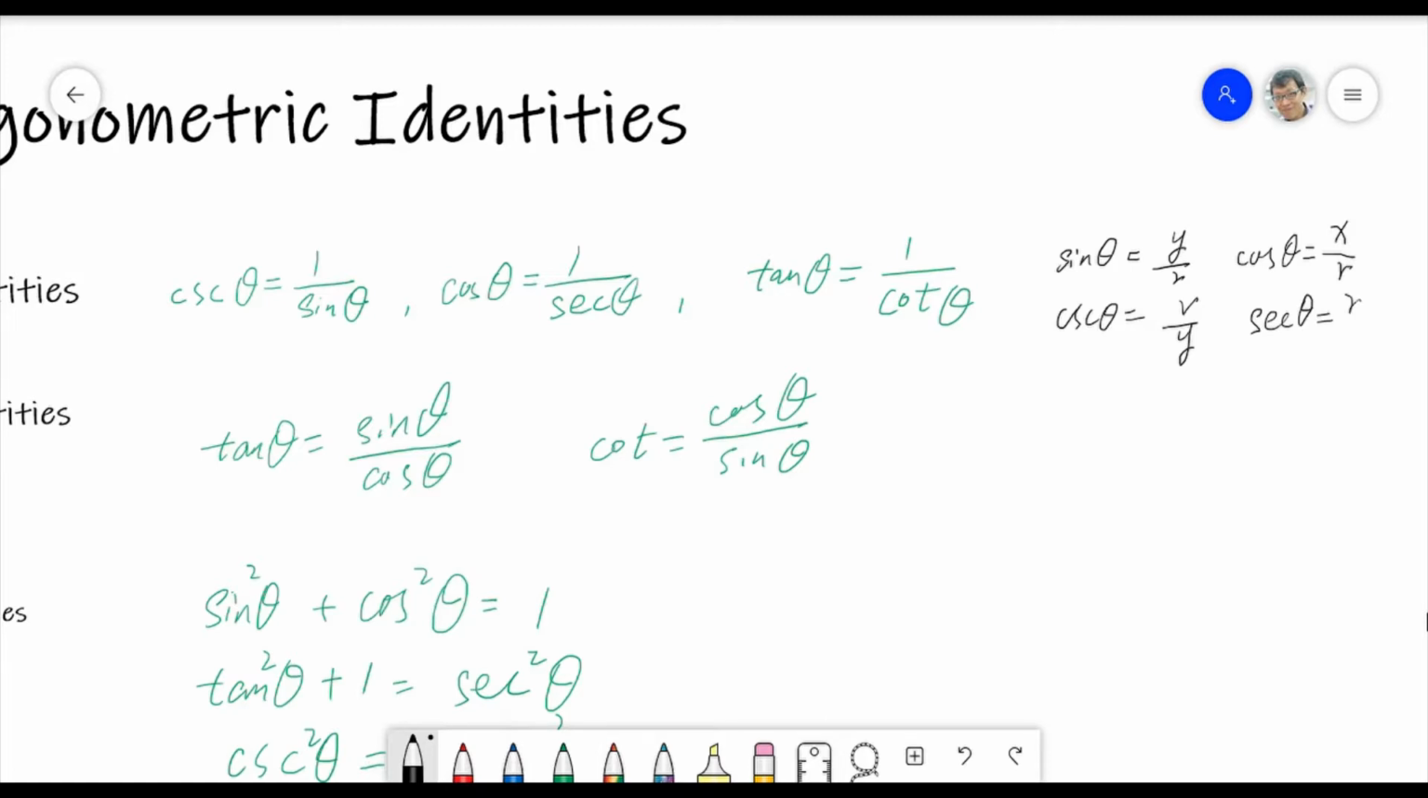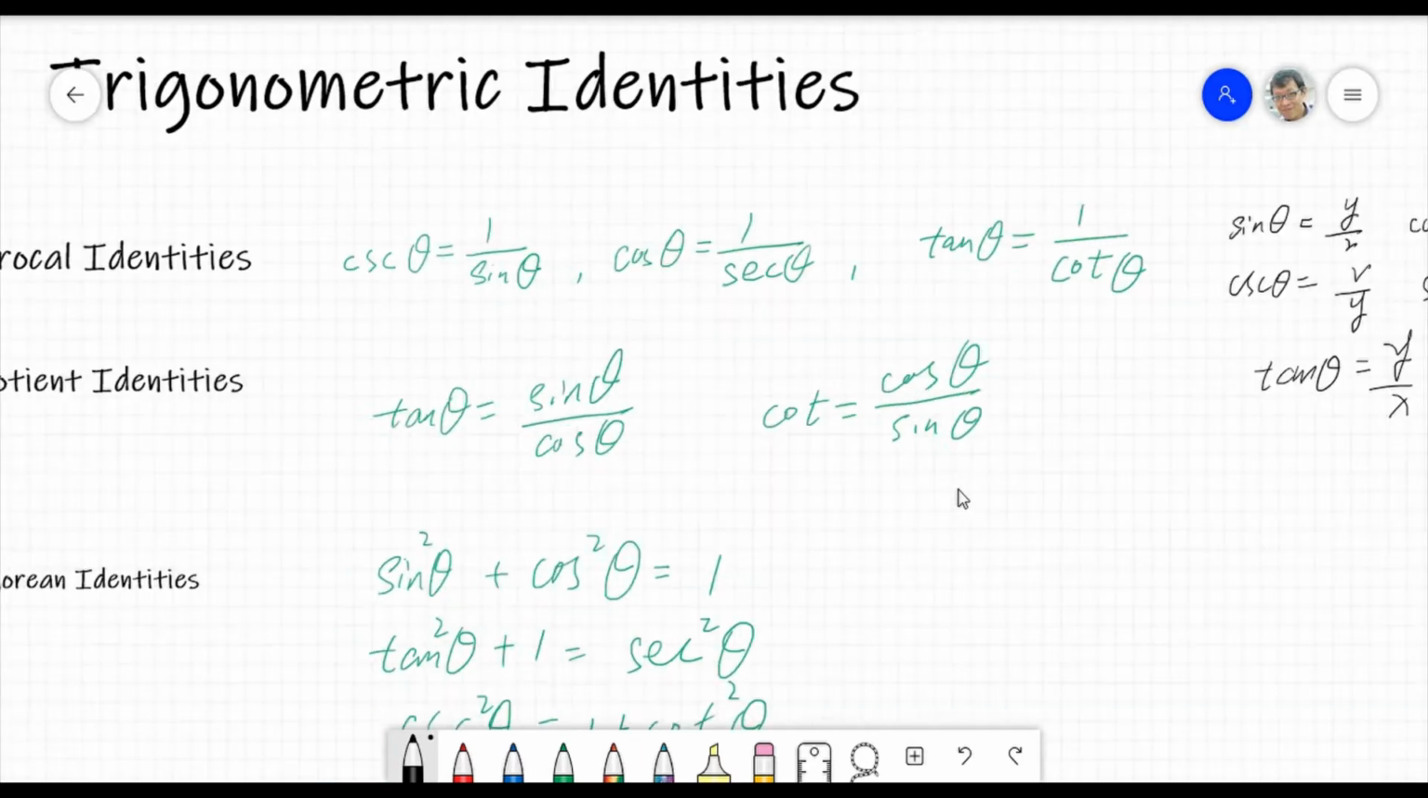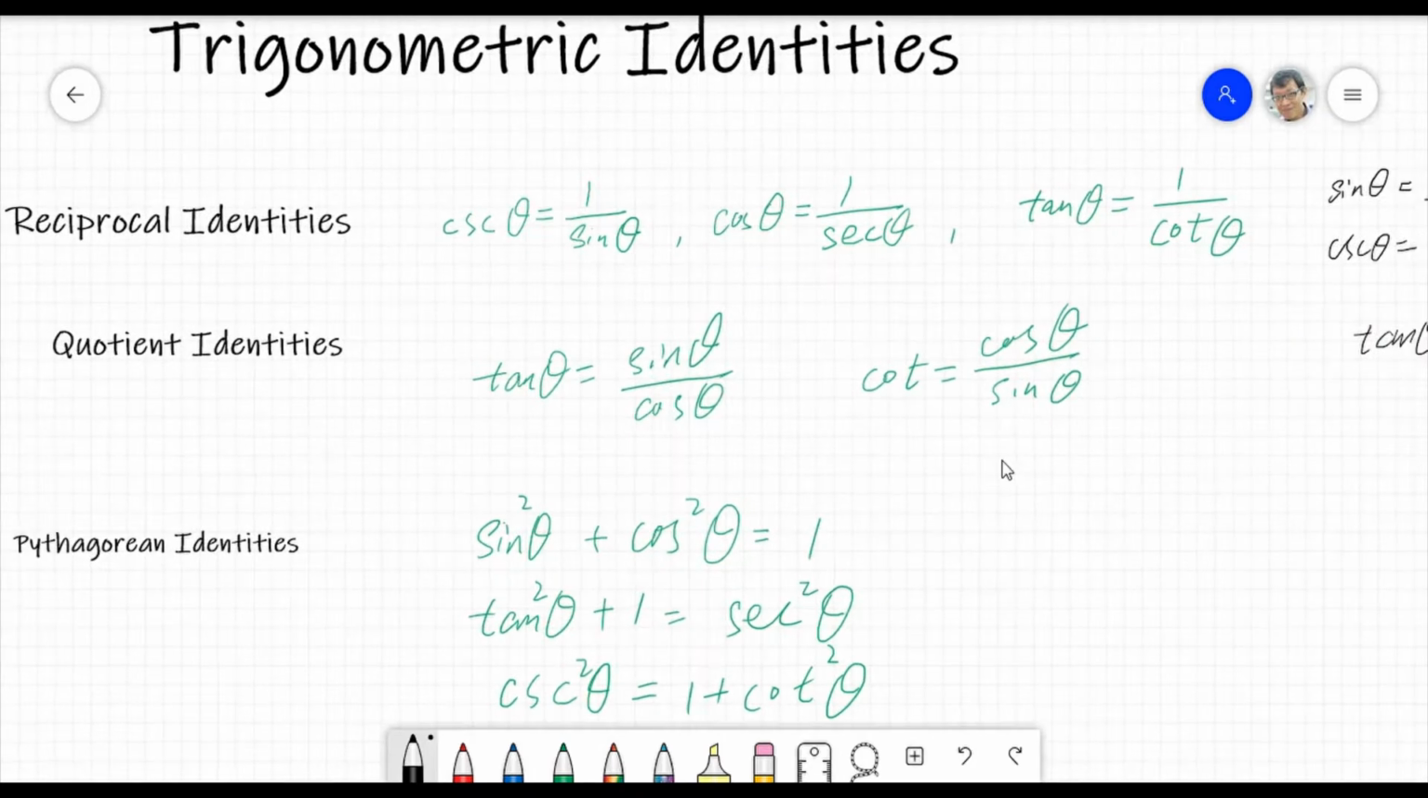Let's see tangent. Tangent theta equals y over x, right? So definitely the reverse, x divided by y, is cotangent. Remember this. All those identities can be calculated this way, okay?